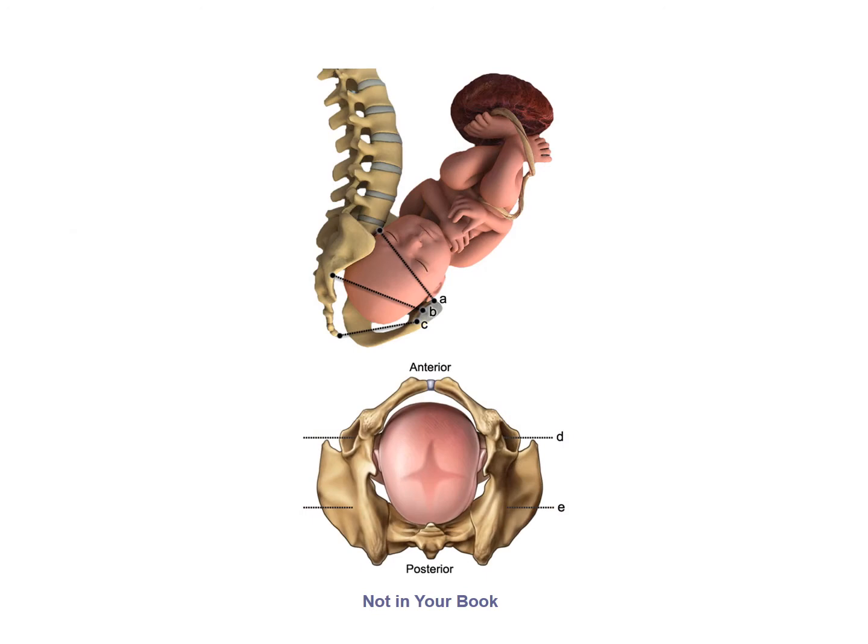The pelvic inlet, which is illustrated by line A, and the pelvic outlet, which is illustrated by line C, are larger in the female pelvis to accommodate the passage of the head of the fetus during childbirth.